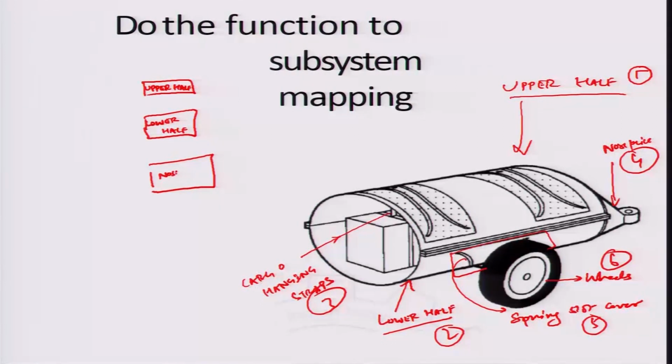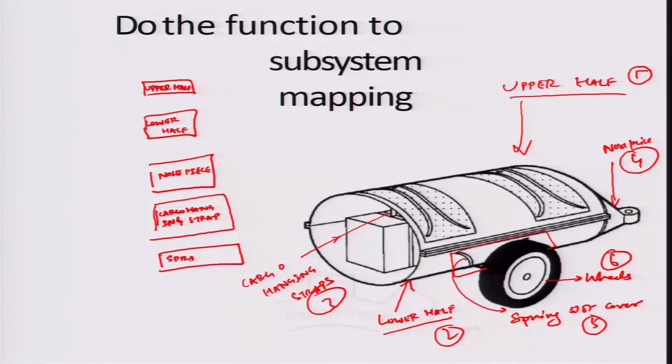We have the nose piece now. Then we have the cargo hanging straps, and finally, we have the spring slot cover, and the wheels. So, let me look at the different functionalities that all these subsystems would have to offer.